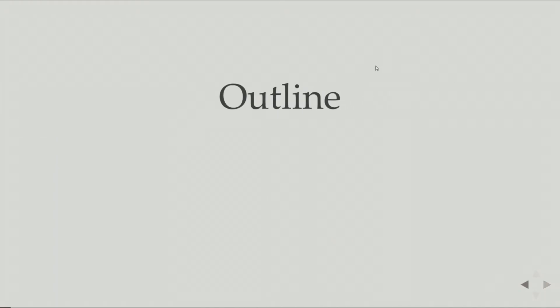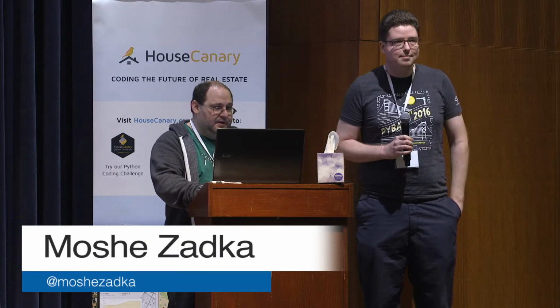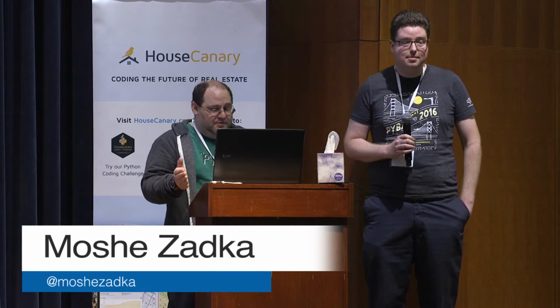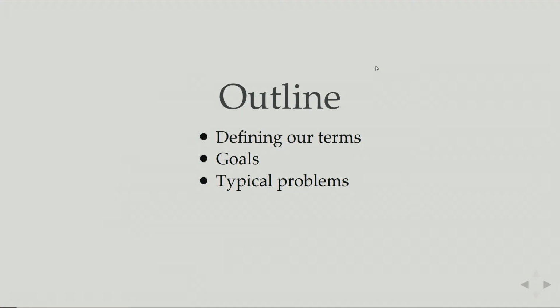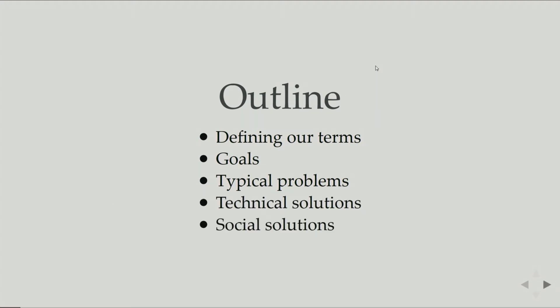So let's first go over what we're going to cover. We'll be very careful to define our terms. What's best practices? What is legacy code? We'll try to outline the goals. Where are we trying to go? We'll go over the typical problems that will stand in your way. We'll talk about both technical solutions and social solutions to these problems.